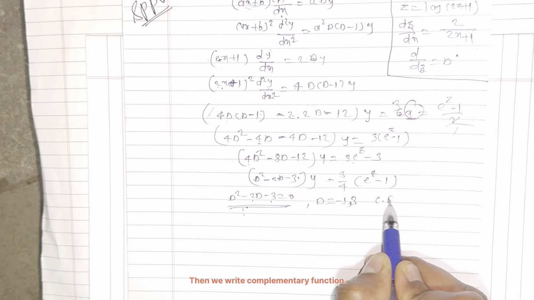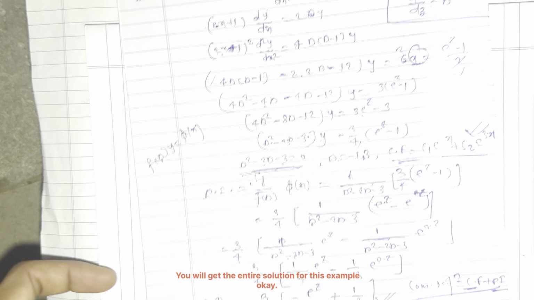So we have the complementary function here, and this one is the particular integral. For the complete solution, we write complementary function plus particular integral. Put the particular integral here and the complementary function here, and you will get the entire solution for this example. I hope you all have understood this solution. Nothing is difficult, it's one of the easy examples.